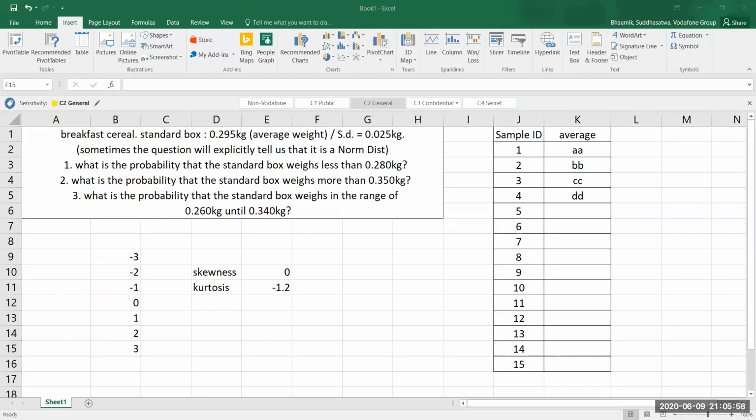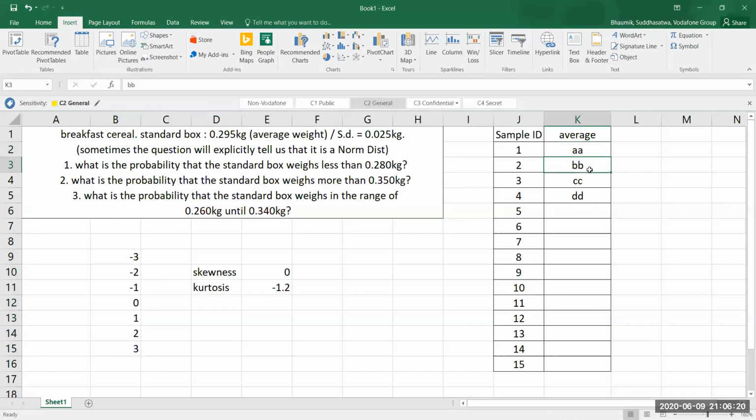But we have a rule. We have already clearly defined, my friend, that if the kurtosis is within the range of -2 to +2, and the skewness is in the range of -2 to +2, then we can safely assume that the distribution is going to be a normal distribution. So these are the range of numbers.